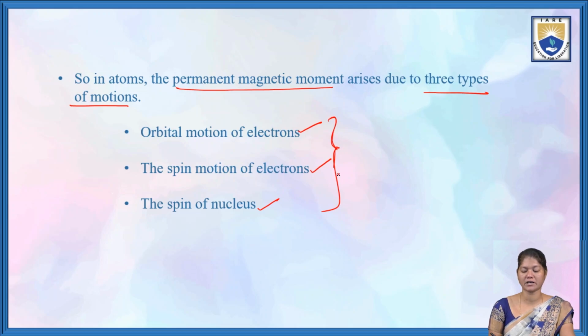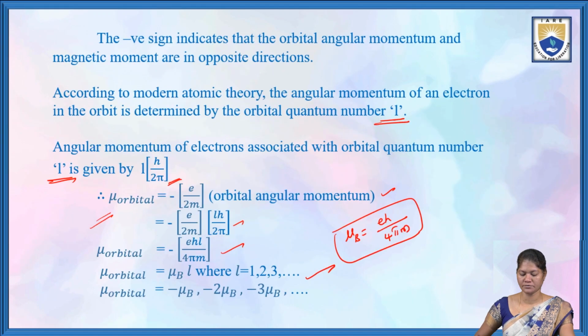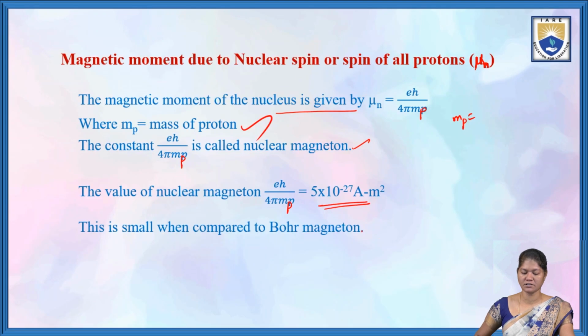The permanent magnetic moment arises due to three types of motions: the orbital motion of electrons, the spin motion of electrons, and the spin of the nucleus. So these three are the permanent magnetic moments which arise.